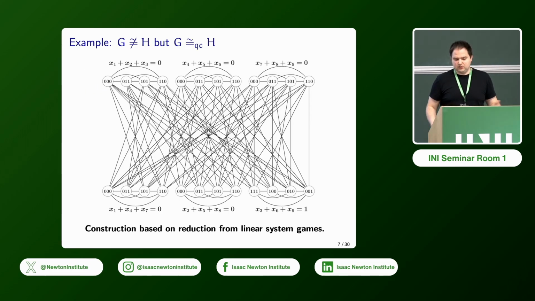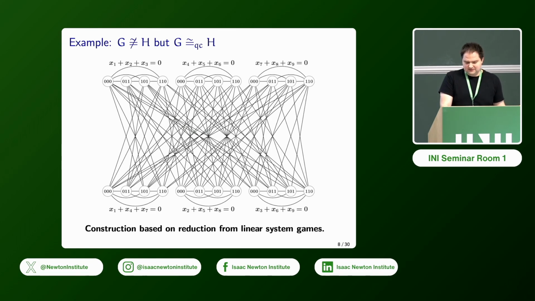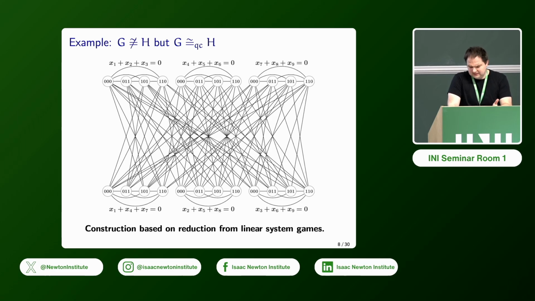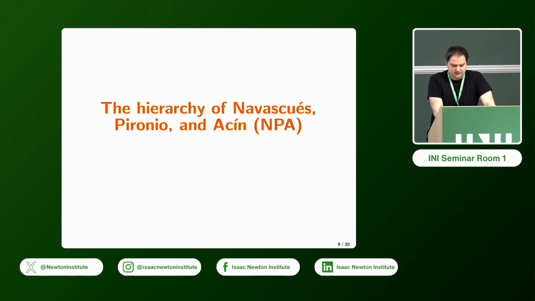And here is an example of graphs that are quantum isomorphic, but not isomorphic. They are very similar graphs, and this construction is based on linear system games. I think this was one of the first constructions of such graphs. So there are graphs that are quantum isomorphic, but not isomorphic.